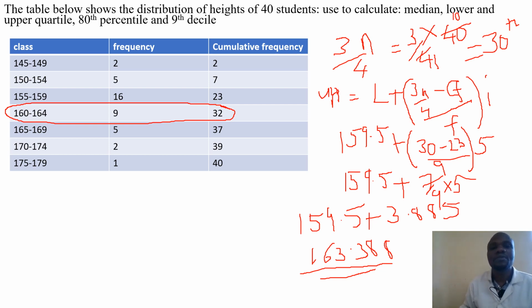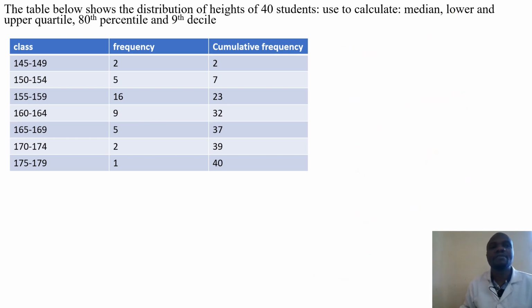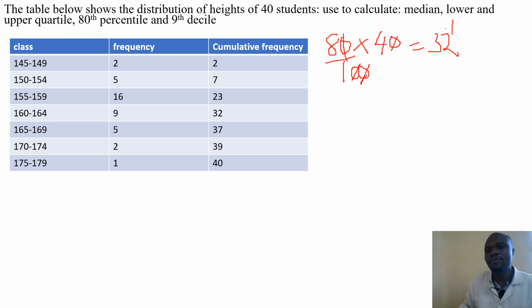So in this case now, I'm going to get the 80th percentile. And to get the 80th percentile, we know that the percentile is the data divided into 100 equal parts. So to get the 80th percentile, I'm going to say it is 80 out of 100, because the data would be divided out, then multiplied by our n, which was 40 here. And in this case, I'm going to have the student who is at the 32nd position.